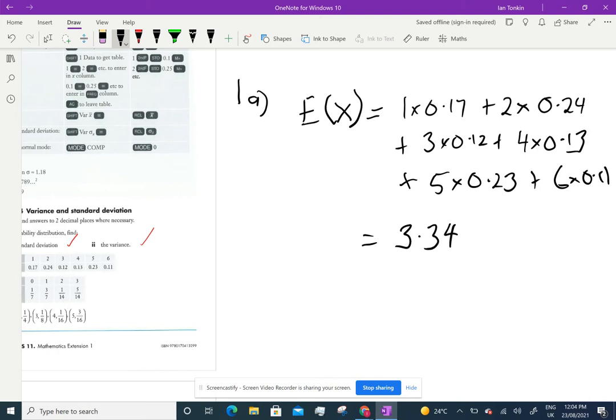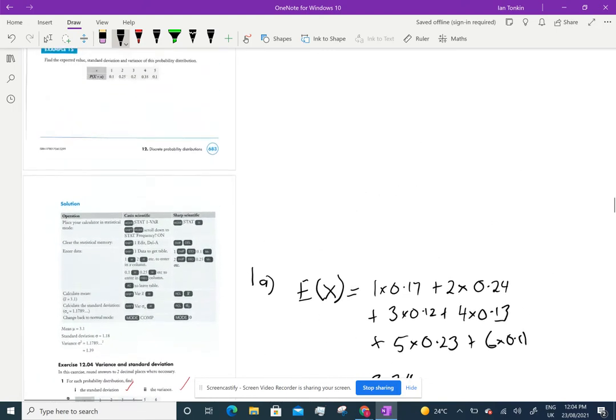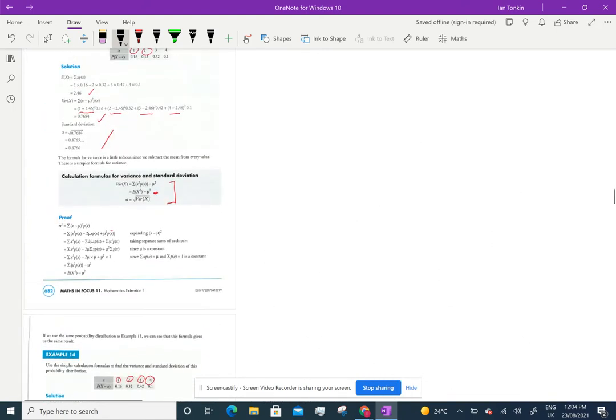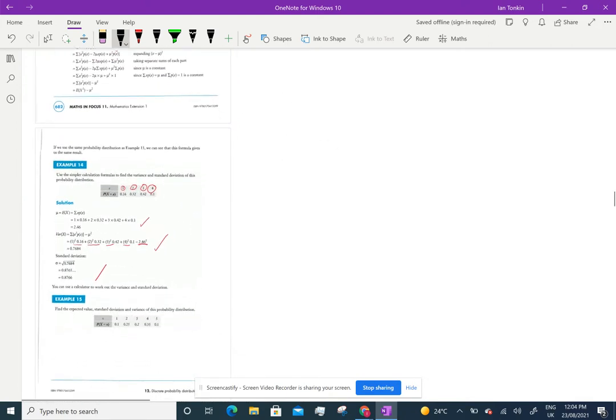Now, you need to calculate the second part. Well, we haven't even done it yet. 1A, we've got to now calculate the variance. So the variance of x. And remember, you can do either way. But I'm just going to take the easy way, which is this one. That's the easiest way. Right? Calculate the expected value of all the squares and minus the mean squared, or the expected value squared.